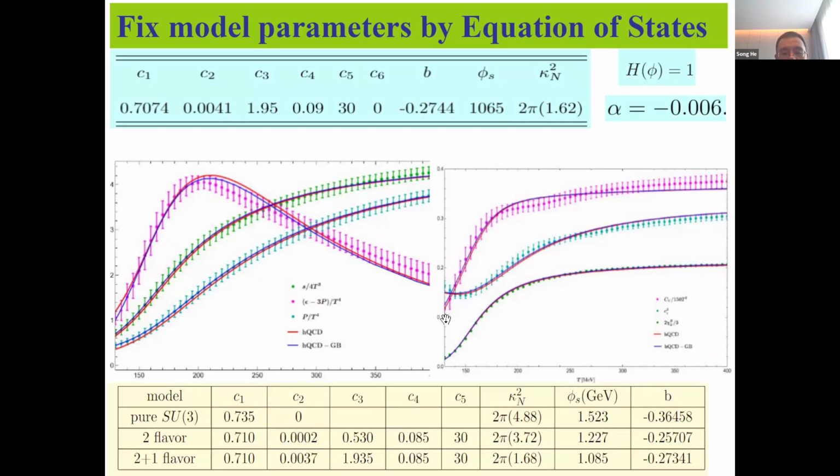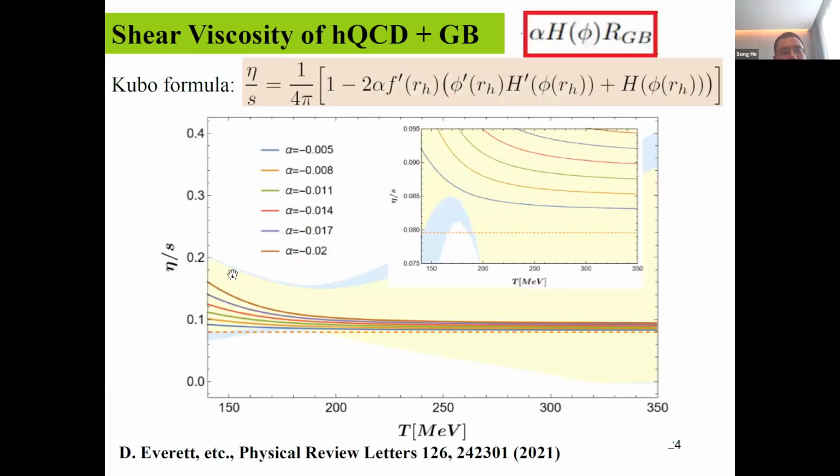The data is the equation of state, and you see that it is highly improved. You can also look at the 2+1 flavor, 2 flavor, and SU(3) pure gluon system. And here our main interest is how we can incorporate the hydrodynamic properties of the QCD data, and here this data is extracted from the Bayesian analysis.